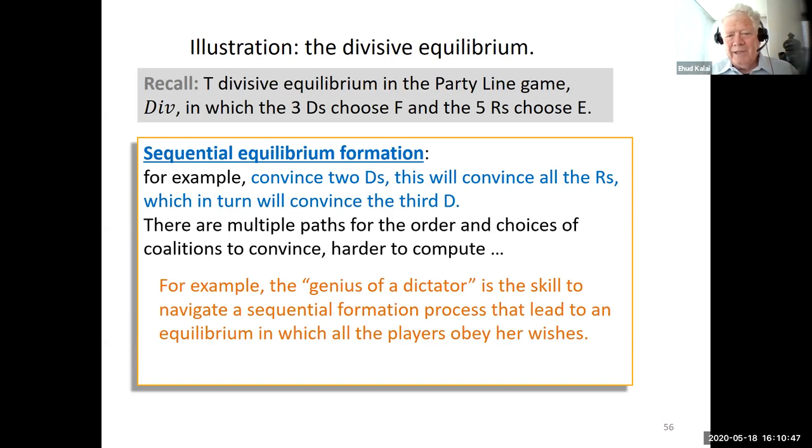And this is, again, getting back to politics in the United States. The genius of a dictator is the skill to navigate a sequence of formation processes that lead to an equilibrium which all the players obey and wish.